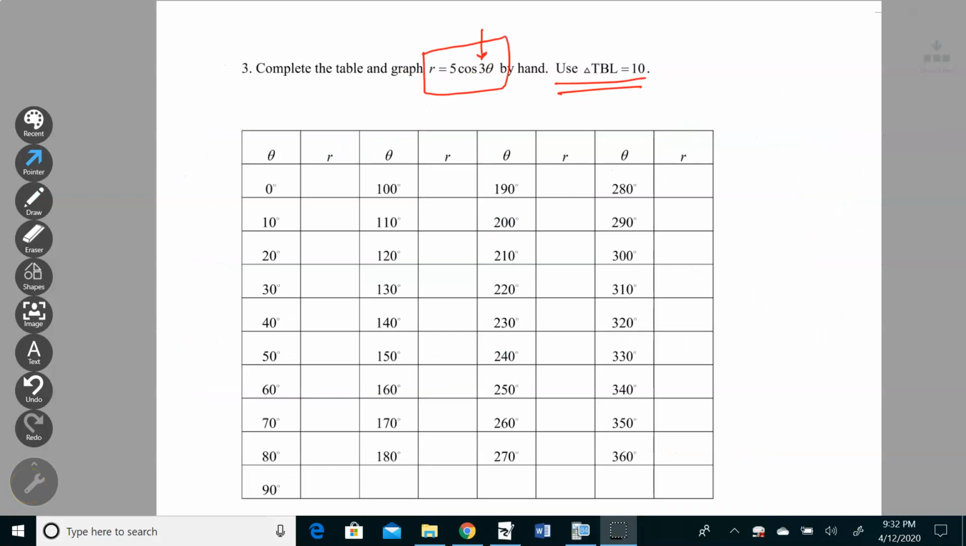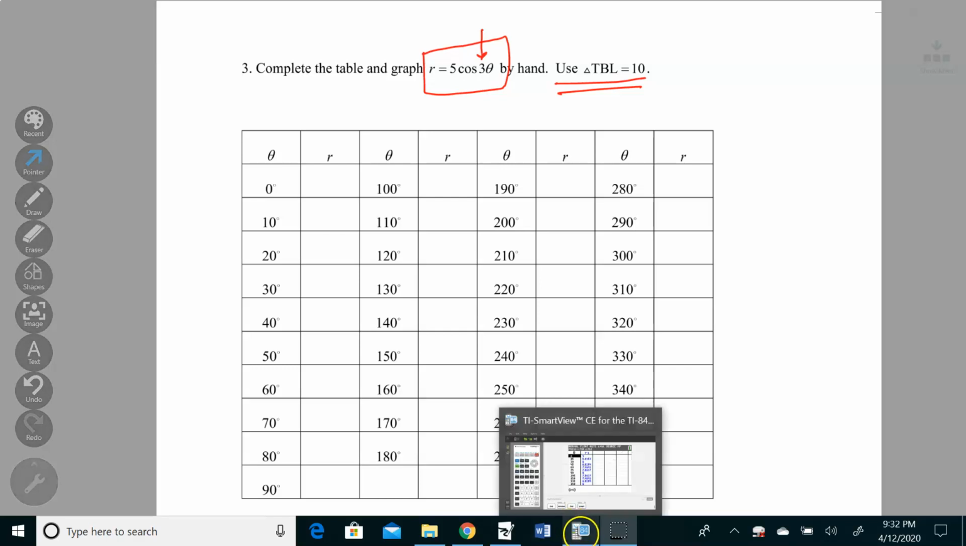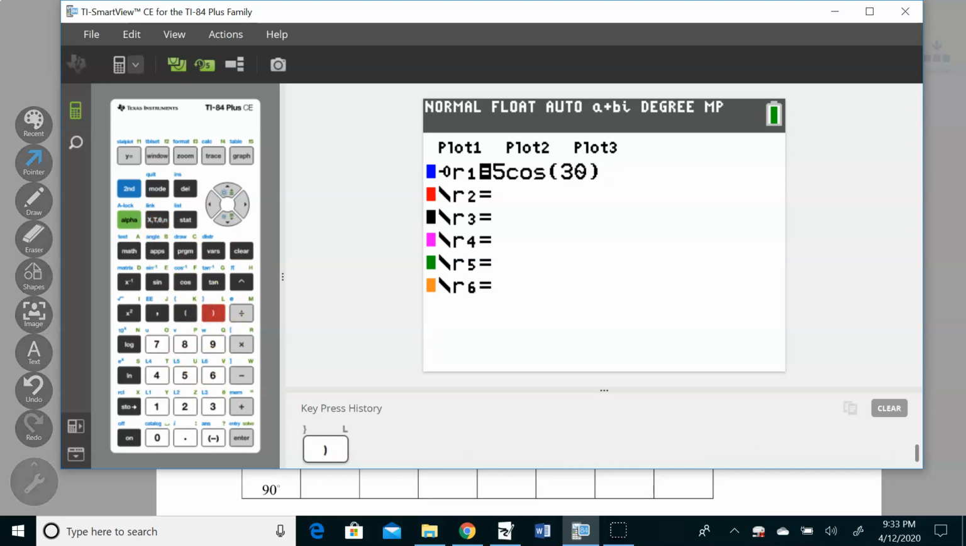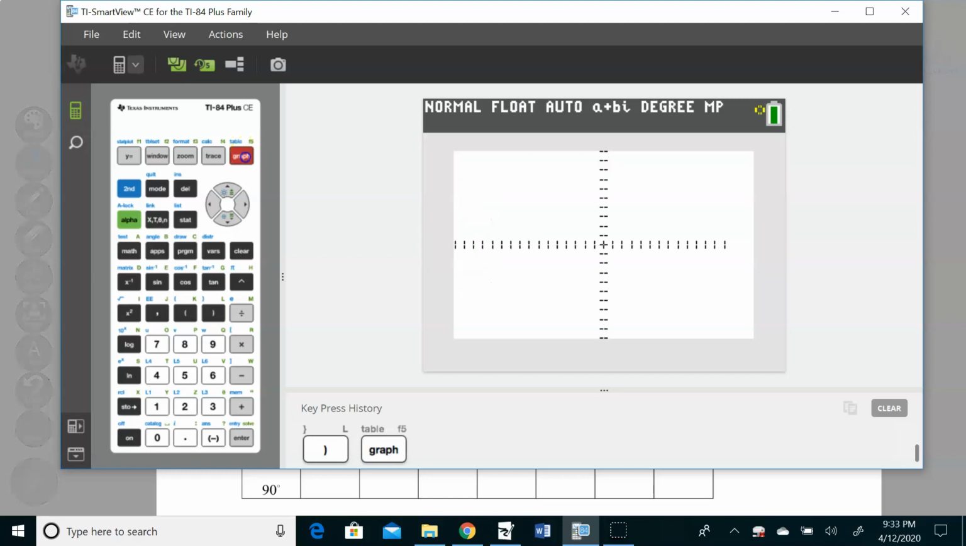Okay, my next example is r equals 5 cosine of 3 theta. It's a little bit different. I have a number in front of the theta, 3 theta. Let's see what happens when I put this in the calculator. Clear it out. 5 cosine 3 theta is my equation. And when I hit graph, notice I still have my cursor on.